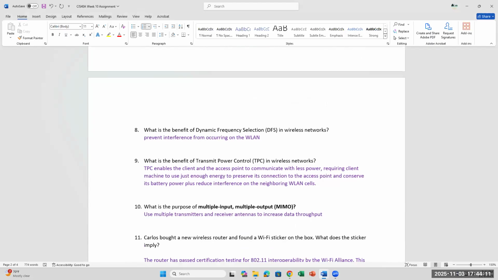in the wireless network. So TPC enables the client and access point to communicate with reduced amount of power. The client machine will use enough energy, and so that way it will preserve it for the connection in the access point. This will conserve battery and also reduce interference with other neighbor cells in the wireless network. So this is a way that we can reduce some power usage through the reservation with this particular technology.